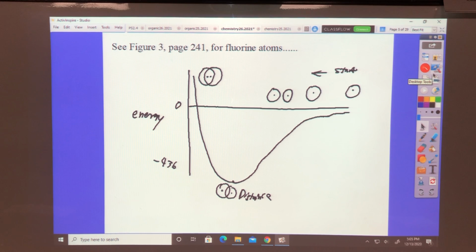There's a figure 3 on page 241 for fluorine atoms that is similar to this. I don't even have this book out to look at it, but I did see it earlier today. I would suggest you look at that with your book. It doesn't look like mine, but it's the same concept.